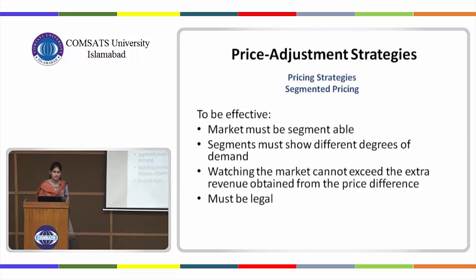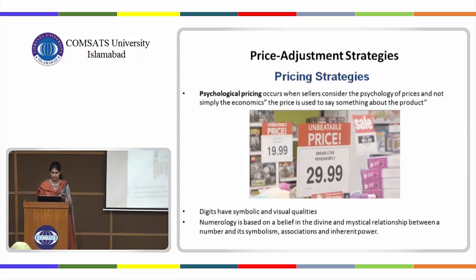Then we talked about how segmented pricing could be effective. The first way in which it could be effective is that the market must be segmentable. You cannot choose a market that cannot be segmented, where you do not have the information to segment the market. Secondly, there must be varying degrees of demand for each segment. So if two segments have the same degree of demand, that means they're not separate segments as such. Then the cost of watching the market cannot exceed the extra revenue obtained from the price difference. Obviously you need to see the cost benefit analysis of doing the segmentation, and the segmentation must be legal.